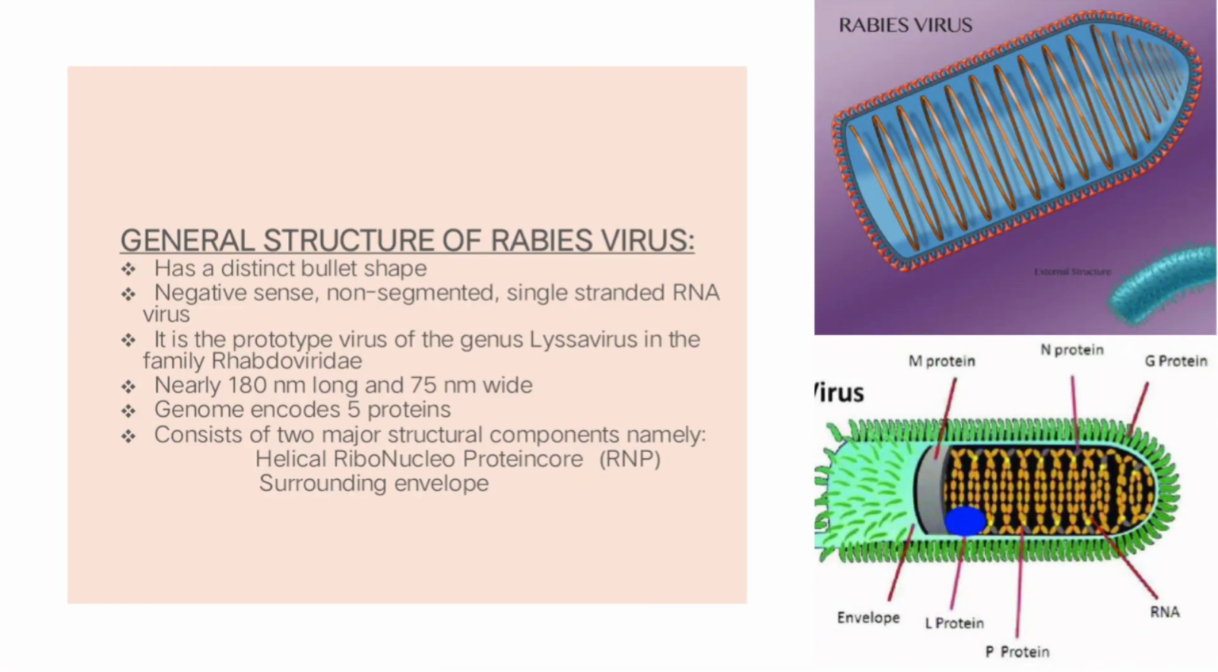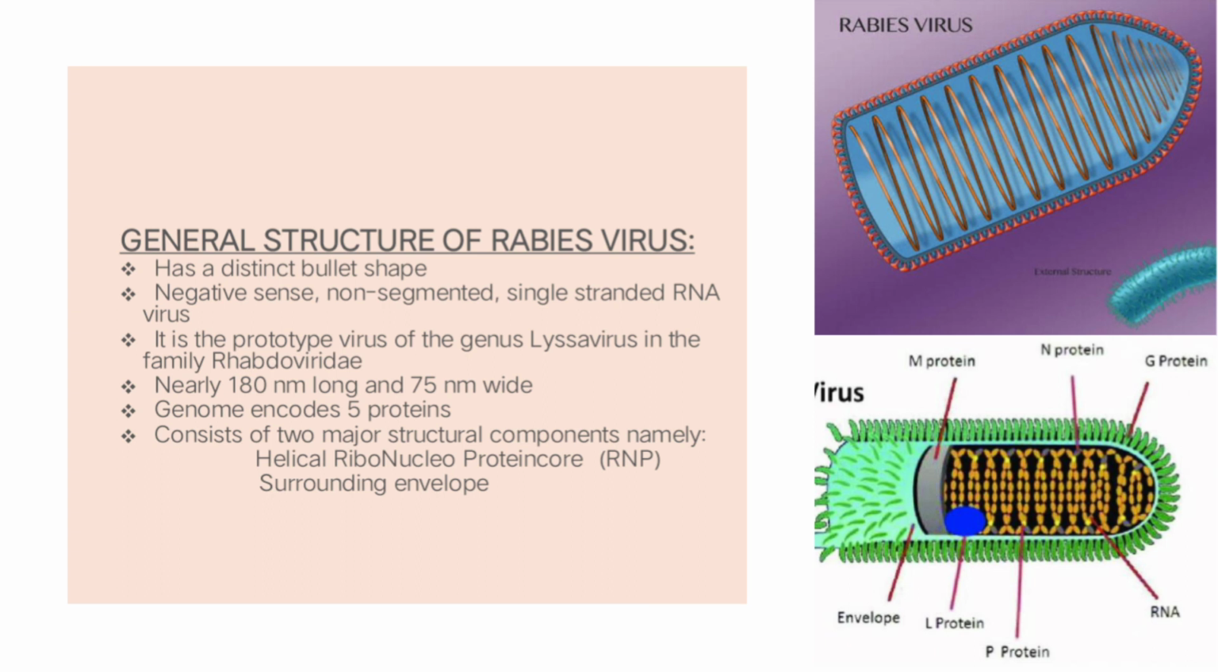Next, we'll look at the general structure of the rabies virus. It is a negative sense, non-segmented, single-stranded RNA virus. Negative sense means that the rabies virus comprises viral RNA which is complementary to the viral mRNA, and it is the prototype virus of the genus Lyssavirus belonging to the family Rhabdoviridae. It resembles a bullet, so it has a distinct bullet shape. It is about 180 nanometers long and 75 nanometers wide.